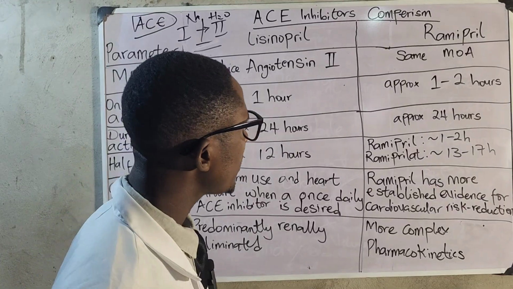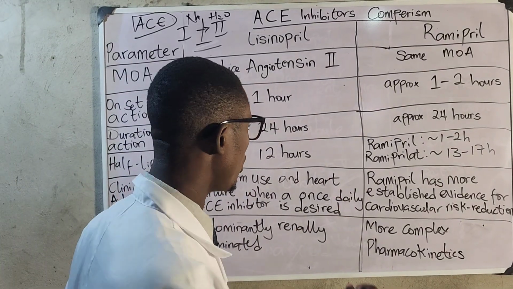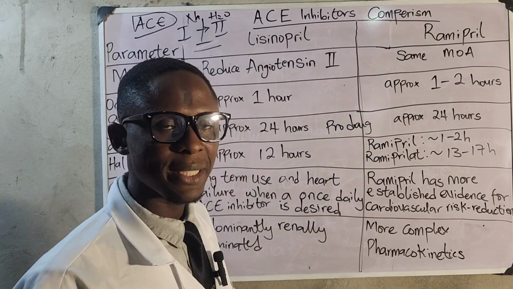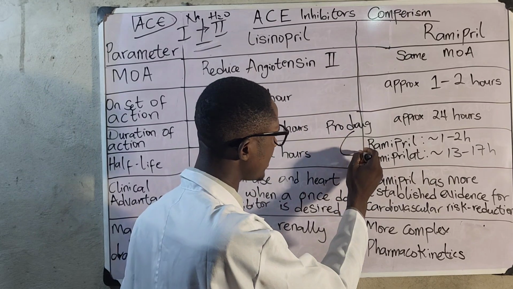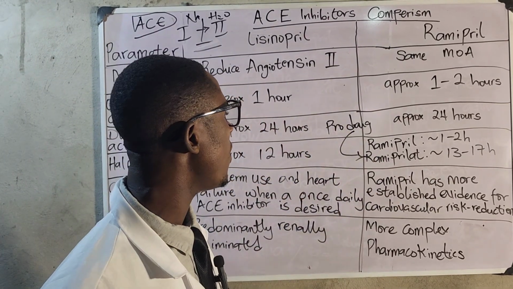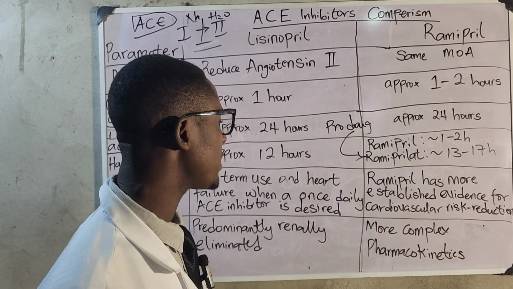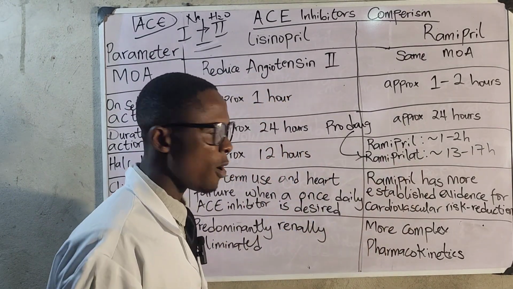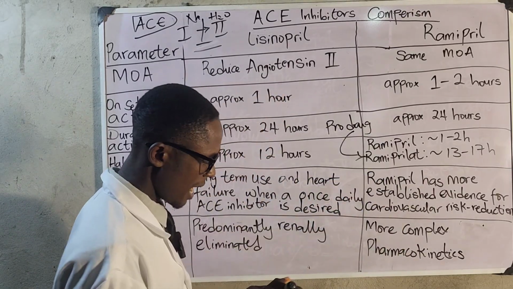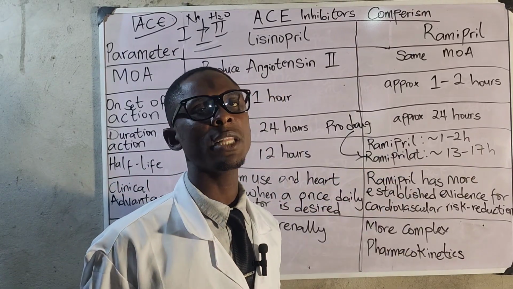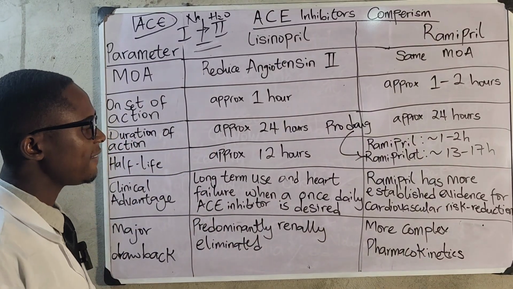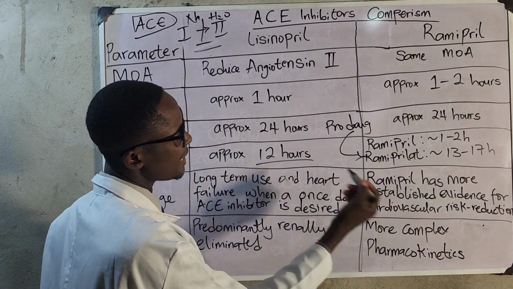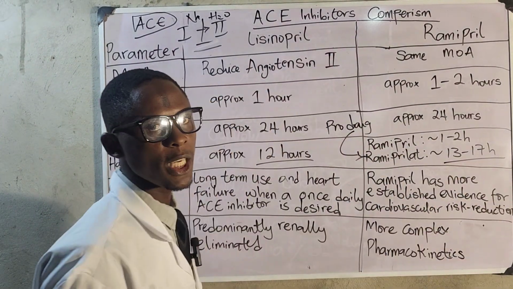While for Ramipril, Ramipril is a prodrug. So it has to be metabolized into the active metabolite, the active drug, before it carries out its effect. The active form of ramipril is called ramiprilat, and its half-life is about 13 to 17 hours. Please, the half-life is an approximation. So the half-life of lisinopril and that of ramipril are almost the same.